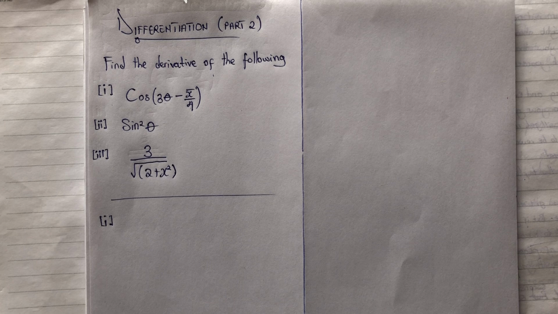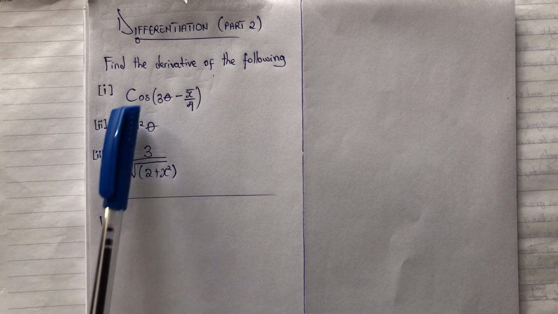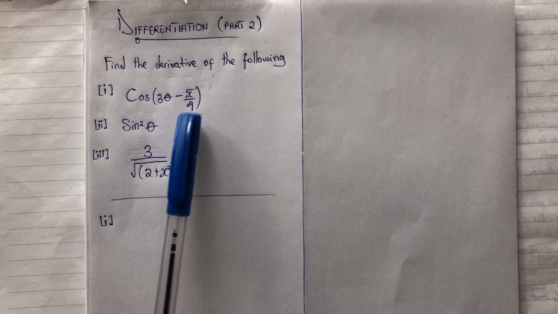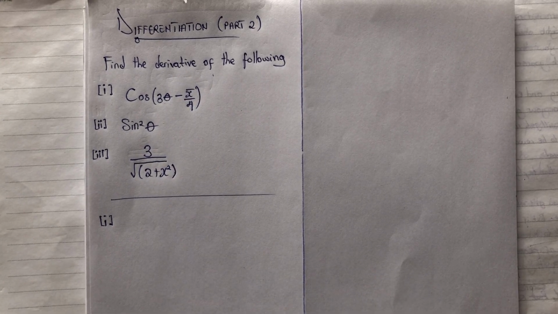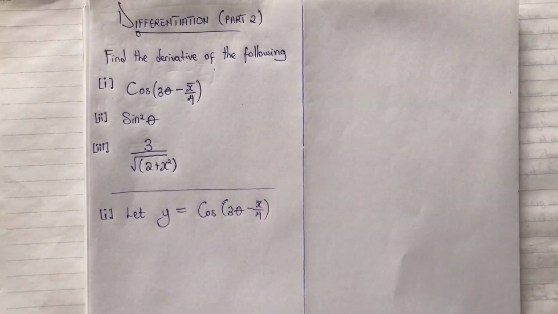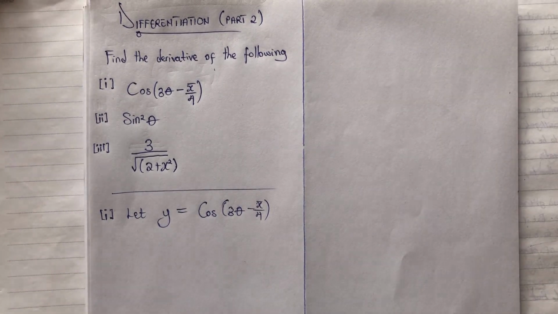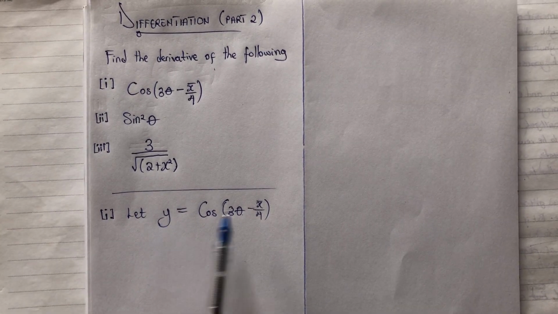And so for the first one we have cos(3 theta minus pi over 4). So let's tackle that one first. First, what I will do is name the function cos(3 theta minus pi over 4) by using the variable y. So this is what we have. Then in the next step, we will differentiate y with respect to theta.